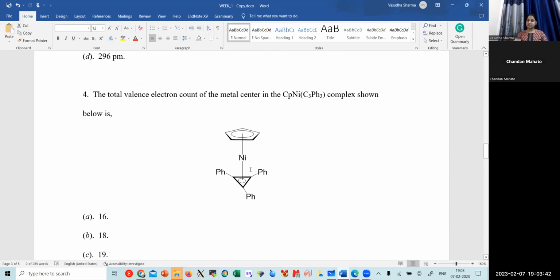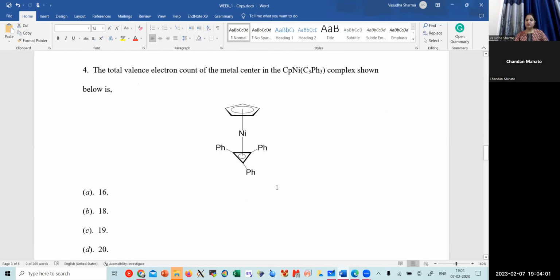Now again the question is coming on the same complex, three questions on one single complex. So it is easy to imagine if you have understood the second question itself. In the fourth question, it has been asked what the total valence electron count of the metal center in the CpNi C3PH3 complex shown below is. So you need to calculate the total valence electron count, which we have already done.